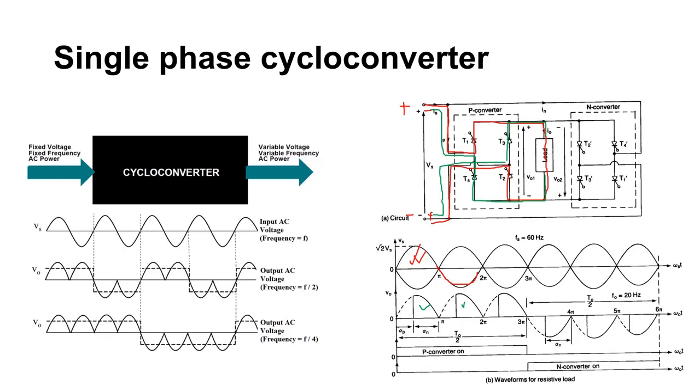That means for the first 3 half cycles we want the output in the same polarity. So in the first 3 half cycles only the P converter will operate, and by operating the P converter the current always flows from the top. That means the polarity of the output voltage is positive in this particular case. Up to 3 half cycles this P converter is on, and after 3 half cycles we turn these thyristors off because we do not apply any gate pulse here. Instead we apply the gate pulses on the N converter.